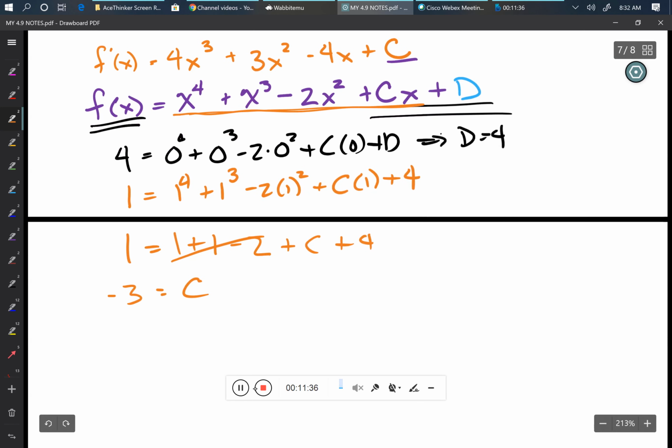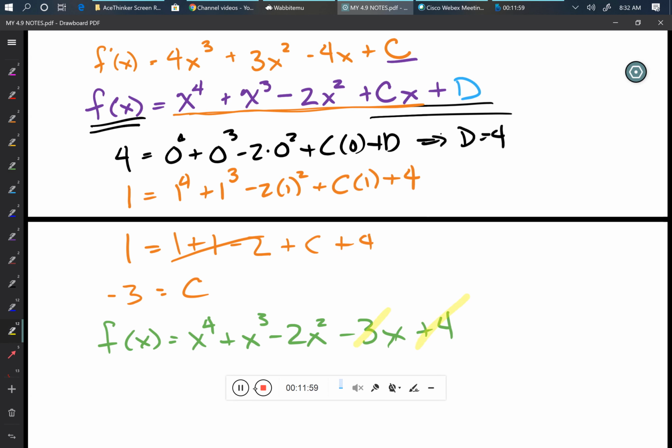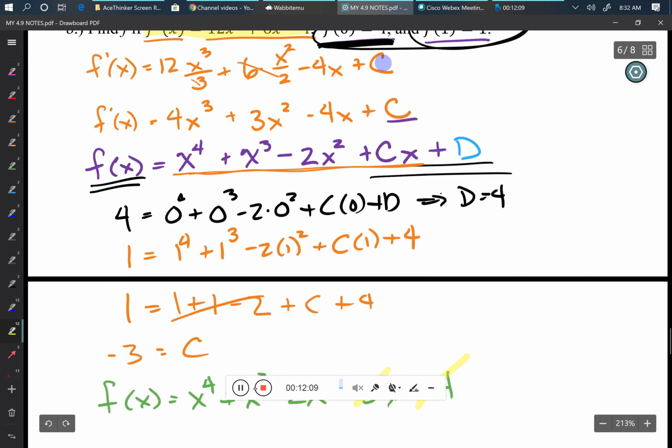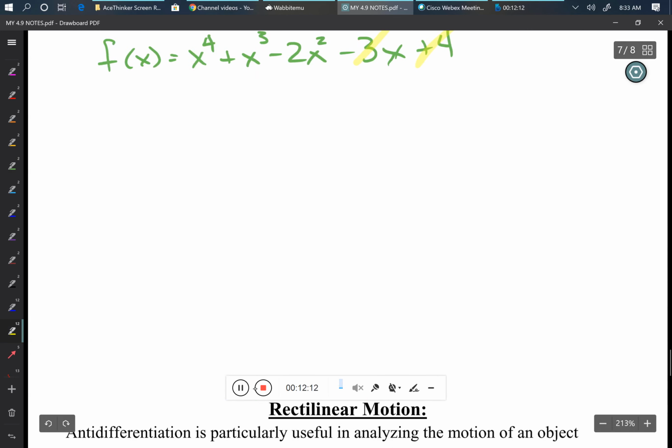Final step, wrap it all up, make it look pretty, write it as a function. I get that f of x is equal to x to the 4th plus x cubed minus 2x squared minus 3x plus 4. We solved for the c and the d there to make that thing work. And these are applications of antiderivatives, finding a particular solution with an initial value, or in this case 2 initial values, for a differential equation.